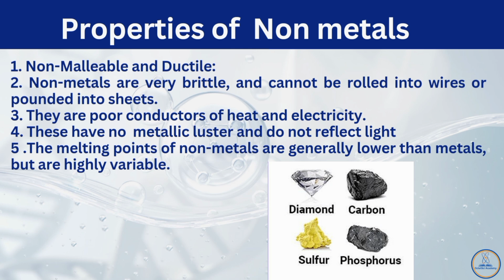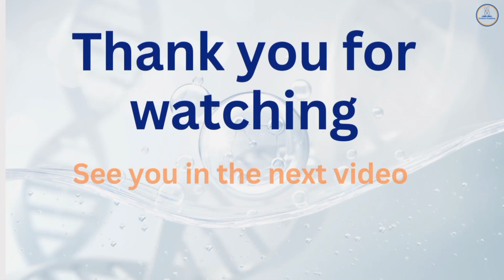Properties of non-metals: they are non-malleable and non-ductile. They are very brittle and cannot be drawn into wire. They are poor conductors. They have no metallic luster. They don't shine. And their melting point is way below that of metals.